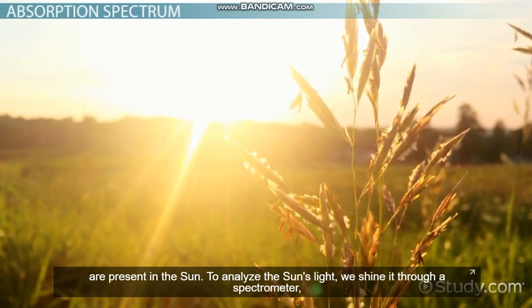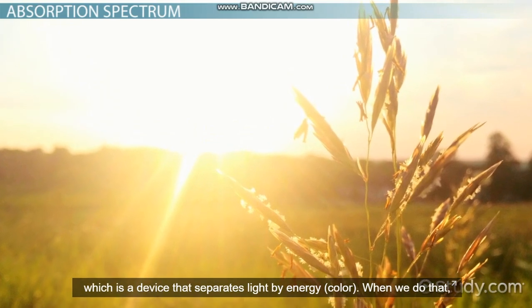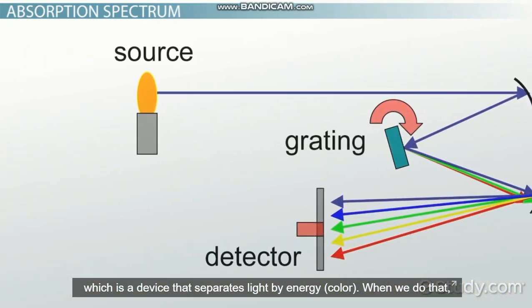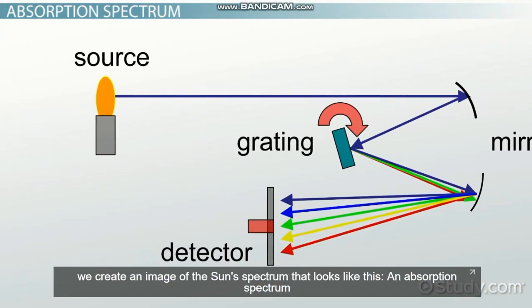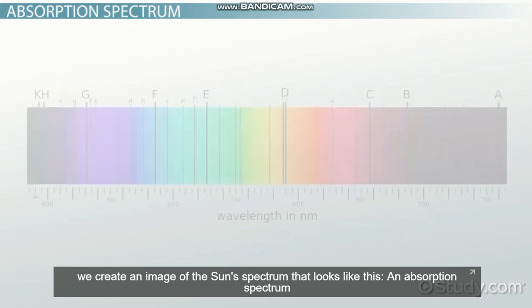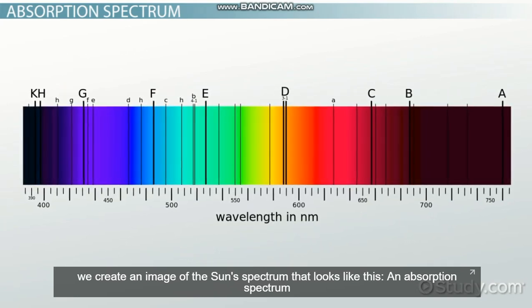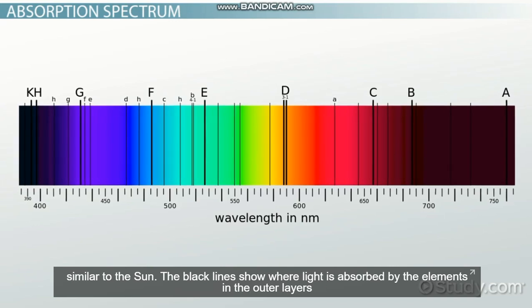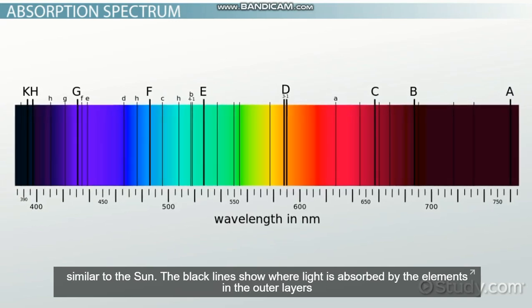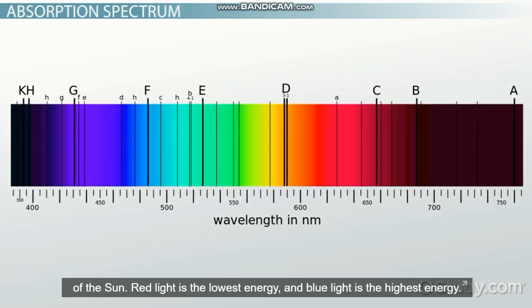To analyze the sun's light, we shine it through a spectrometer, which is a device that separates light by energy and color. When we do that, we create an image of the sun's spectrum that looks like this. An absorption spectrum similar to the sun. The black lines show where light is absorbed by the elements in the outer layers of the sun.